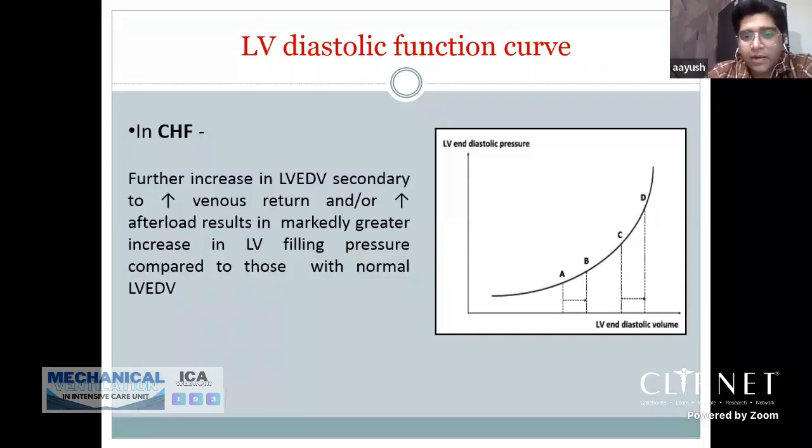Ideally, there is a curvilinear association of the LV end-diastolic pressure to the volume, and this is a curvilinear graph. We can find that when there is a mild increase in the LV end-diastolic volume, there will be a mild increase in pressure. But when the venous return goes on increasing to substantial levels, then for a similar increase in the LV end-diastolic volume, there will be a marked increase in the LV pressures, and hence the development of cardiogenic pulmonary edema. So this phenomenon occurs particularly when the patient develops congestive heart failure.